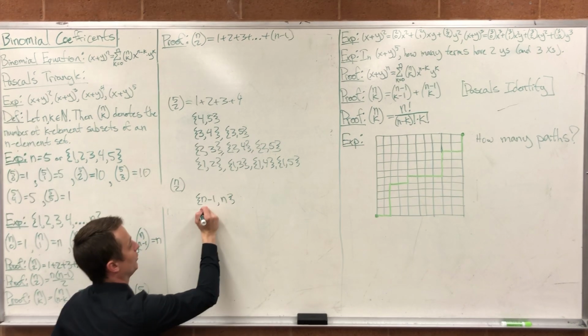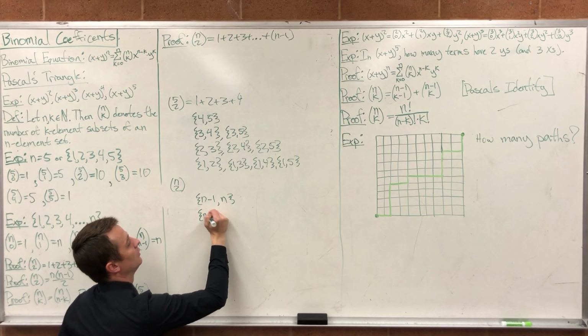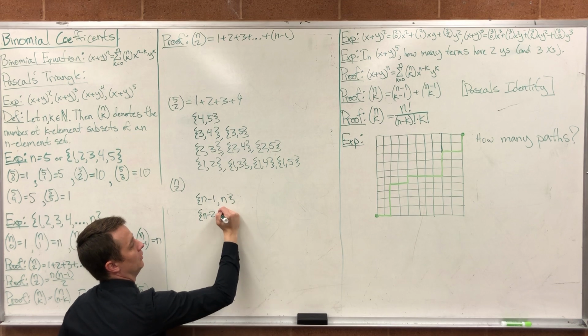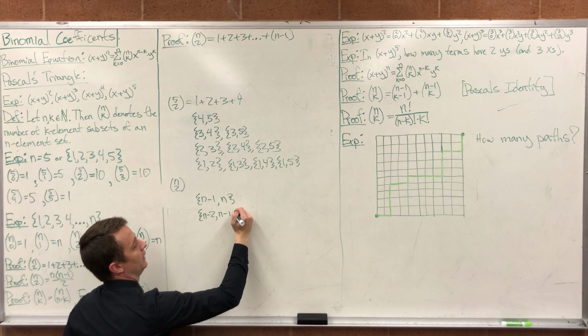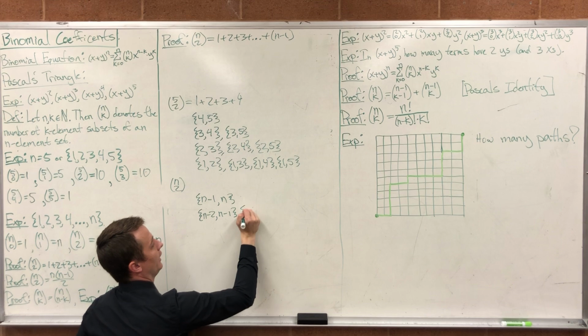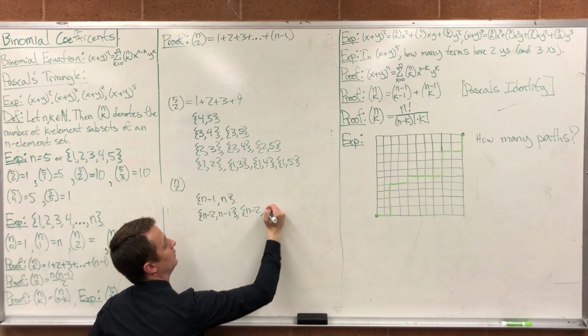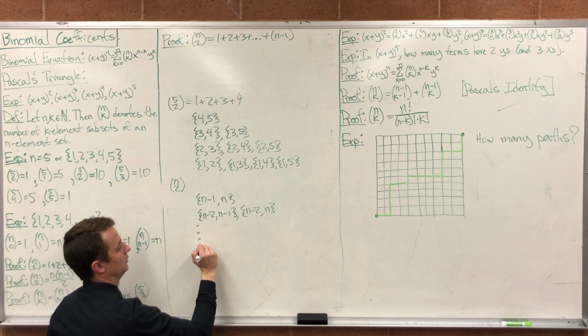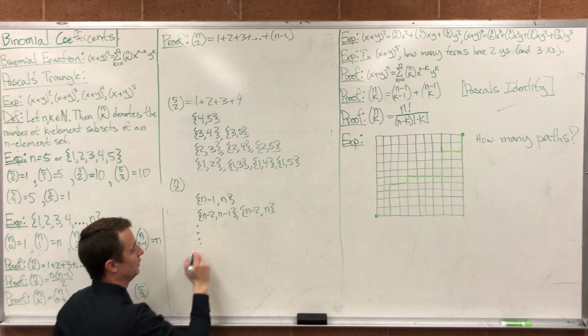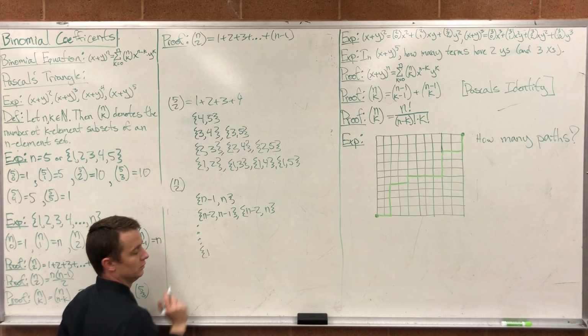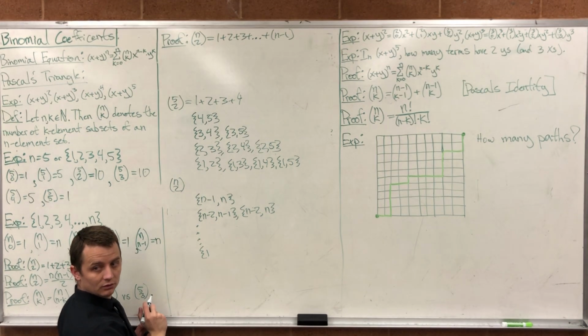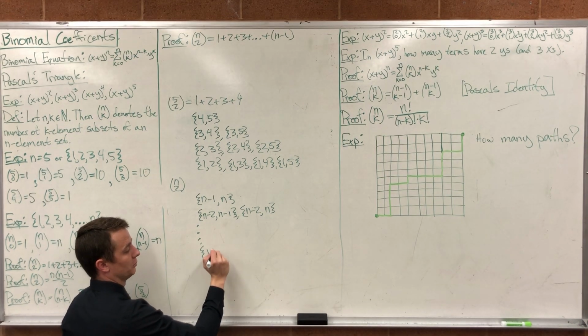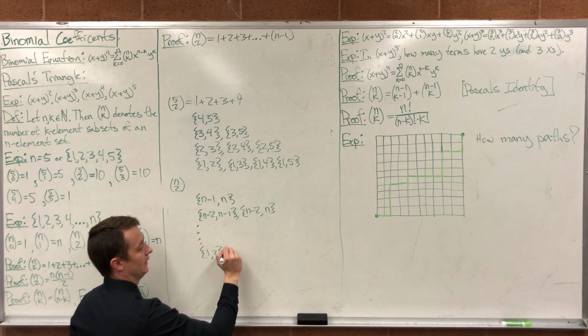How many can I create where n minus 2 is the smallest? 2. I can have n minus 2 and n minus 1, or I can have n minus 2 and n. Perfect. Dot, dot, dot. How many can I have where 1 is the smallest element? I can have 1 goes with 2. I can have 1 goes with 3.